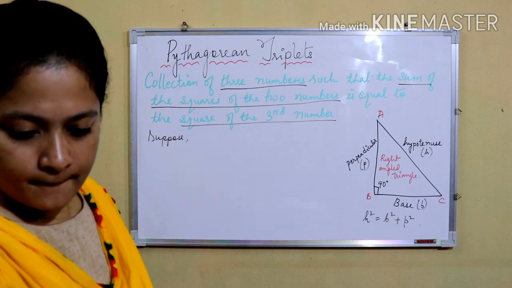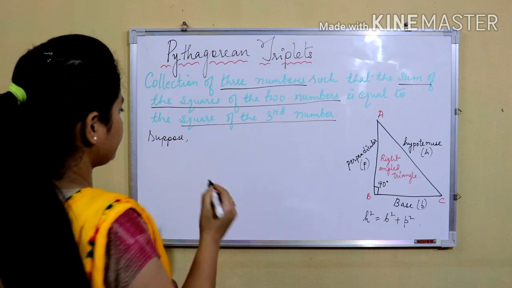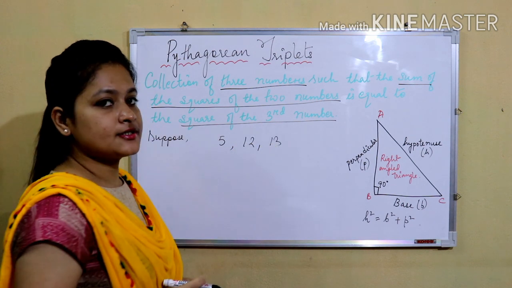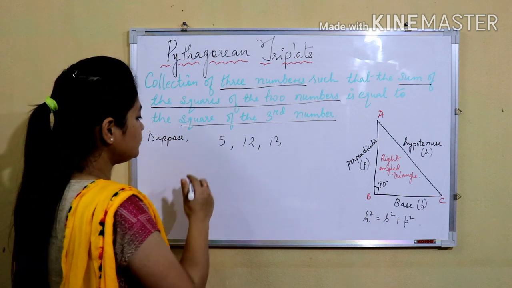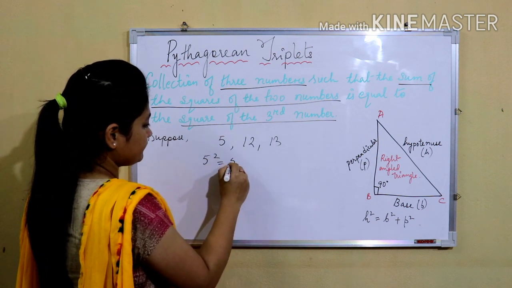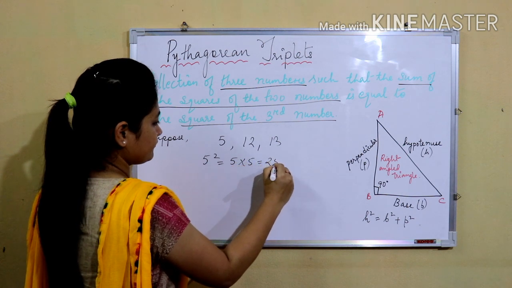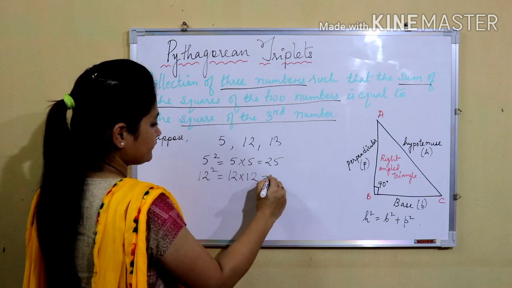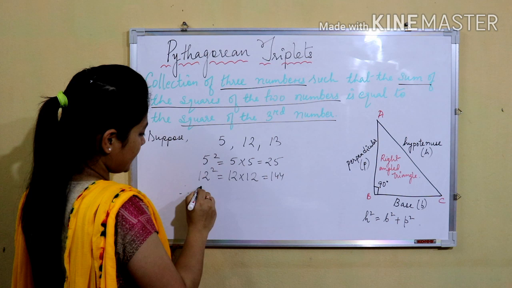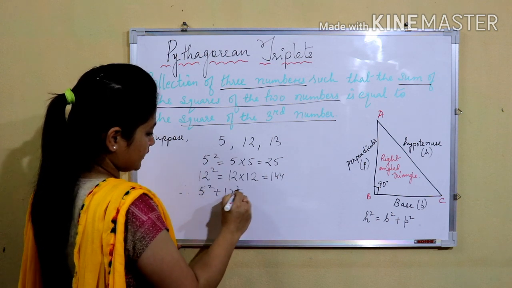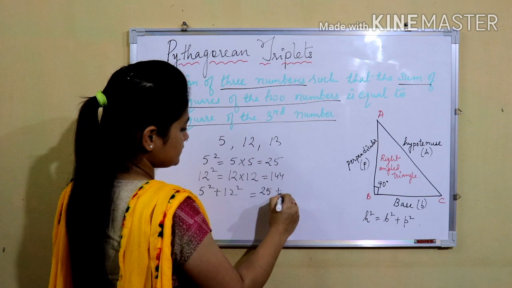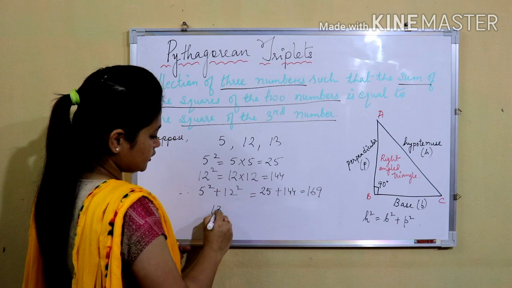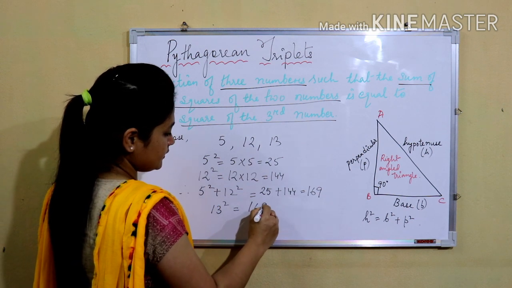Suppose we need to find out whether 5, 12, 13 are Pythagorean triplets or not. Same we will do. We will find out 5 square. We will find out 12 square. Then what we will do? We will add 5 square plus 12 square. That means 25 plus 144, which will be 169. Next we will find out the square of the third one. 13 square, that is 169.